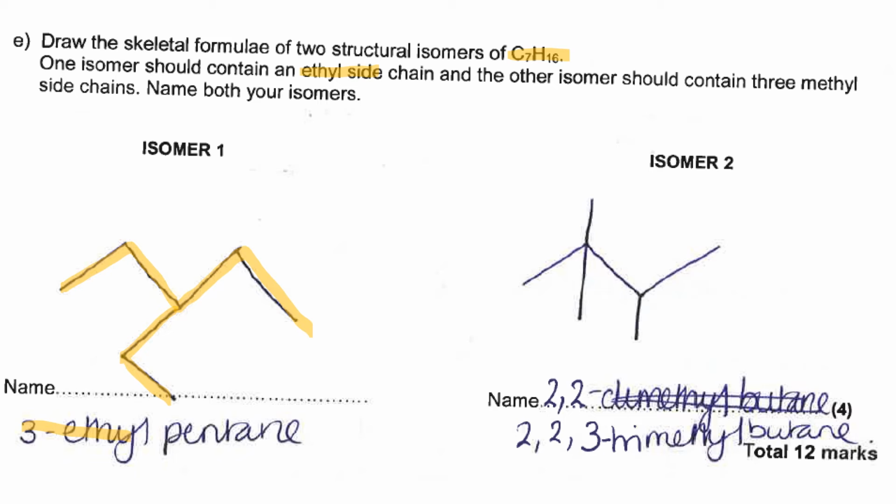Then same again here. This one needs 3 methyl groups instead, so we're going to draw a carbon chain of 4 first. So 1, 2, 3, 4. Then we're going to add our 3 methyl side chains. And it doesn't matter as long as 2 are on one and then 1 is on the other. And the lowest number is 2,2,3-trimethylbutane instead of 3,3,2-trimethylbutane. So it can only be that.